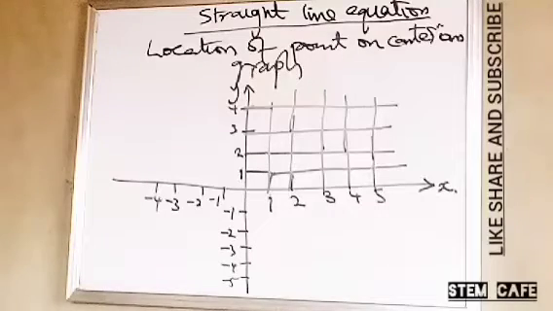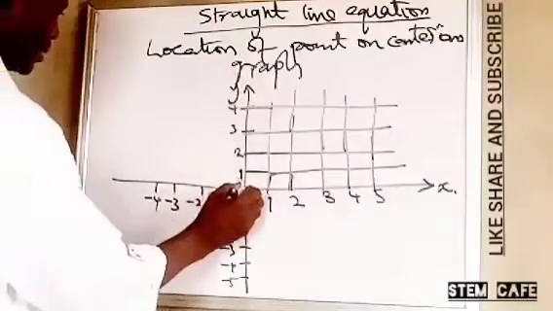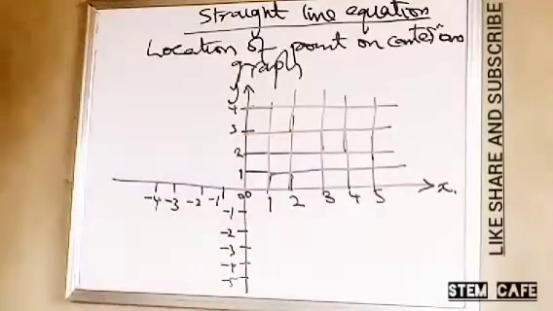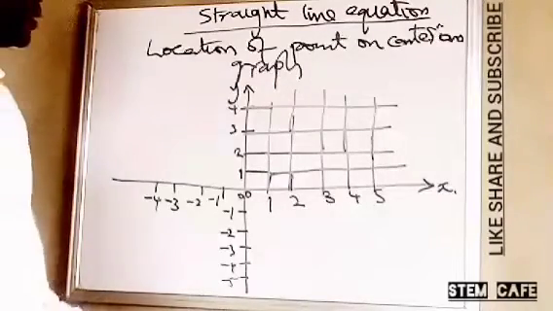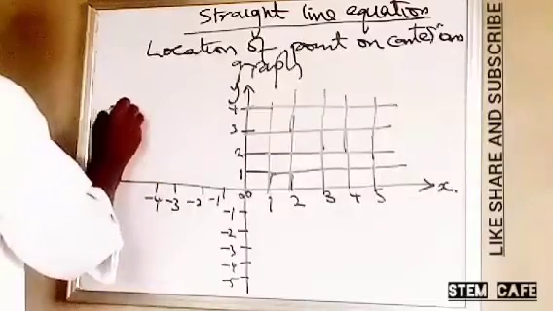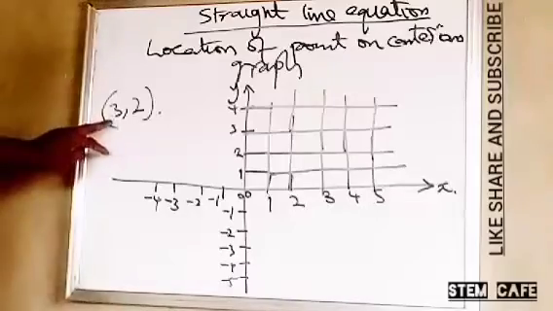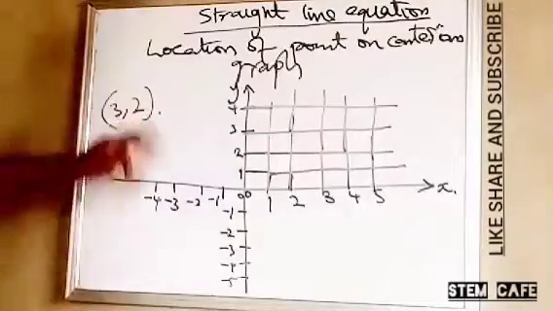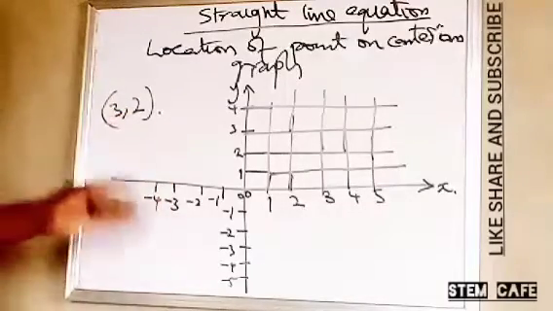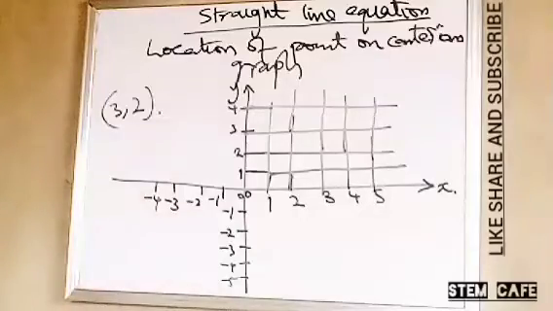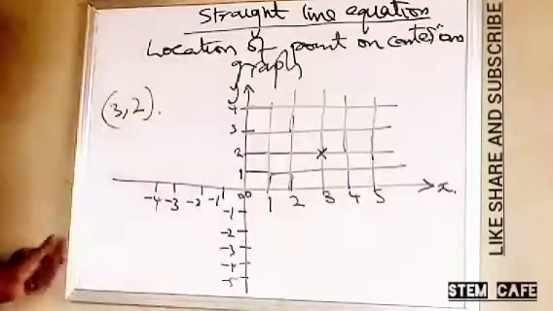Now to locate the points. This place is 0. It serves as 0 for the y-axis and 0 for the x-axis. That's the origin. Now we want to find the point (3, 2). How do we start? The 3 is located on the x-axis and the 2 on the y-axis. The front represents the horizontal axis and the one at the back represents the vertical axis. So we start like this, and this is (3, 2).